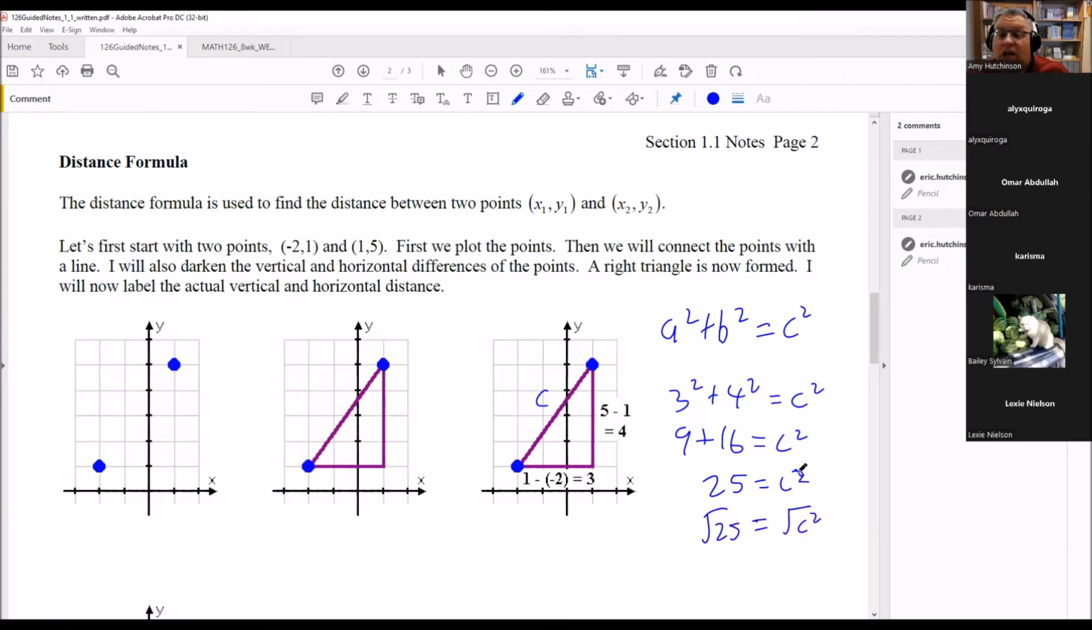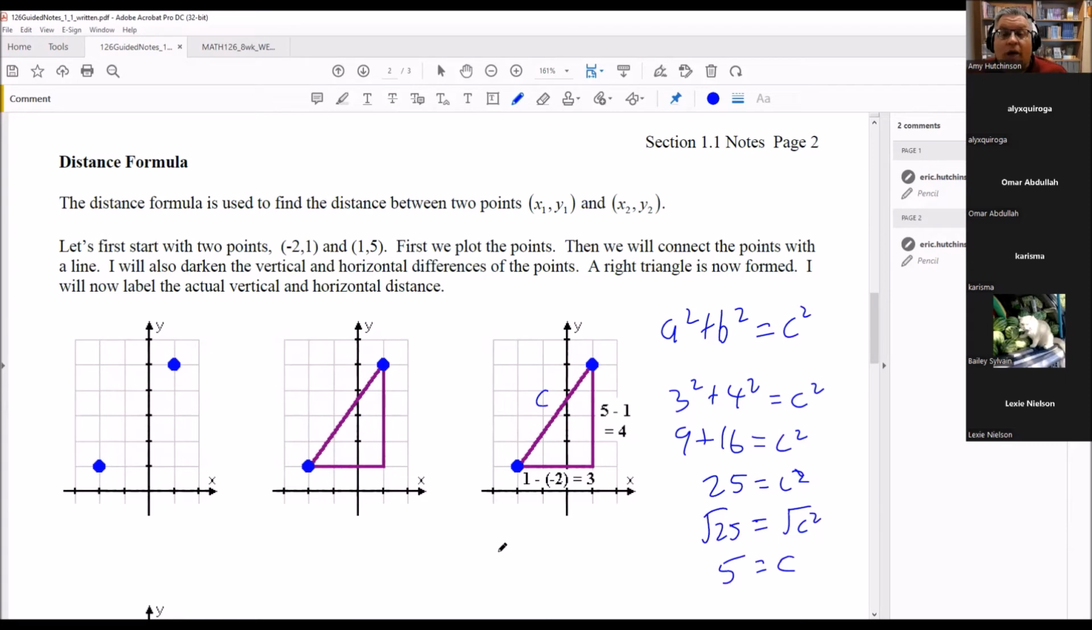I'm taking the square root, so it cancels out the square there, and I get 5 for C. So now I know that that is the exact distance between these 2 points. It's going to be 5. So this is one way that we can find the distance between 2 points. We can plot the 2 points, draw a triangle, and then go through all that work to get the answer. But the question is, what happens?